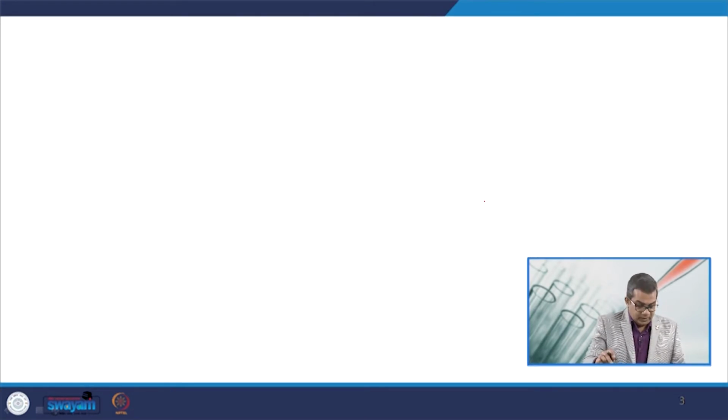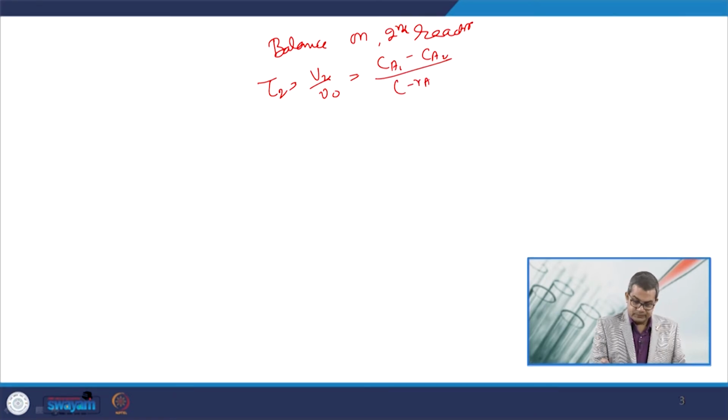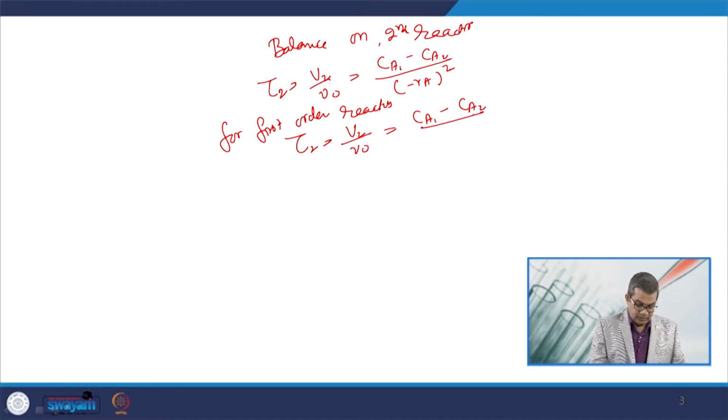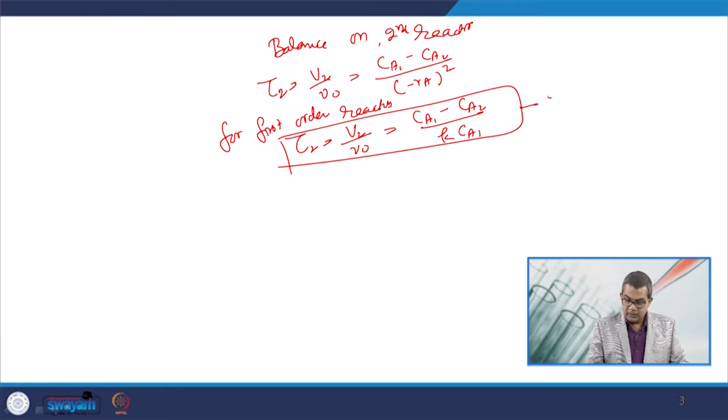Now if we take the balance on the second reactor, then tau 2 is equal to V2 upon nu naught, which is Ca1 minus Ca2 upon minus Ra2. So for a first order reaction, this becomes Ca1 minus Ca2 upon K Ca2. This may be termed as equation number 2.